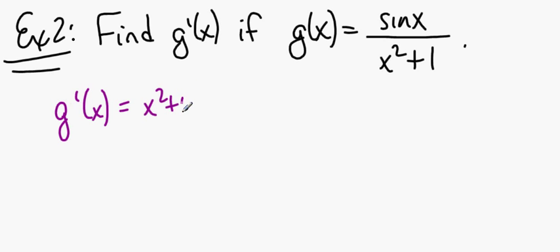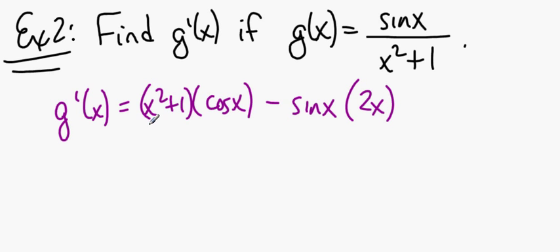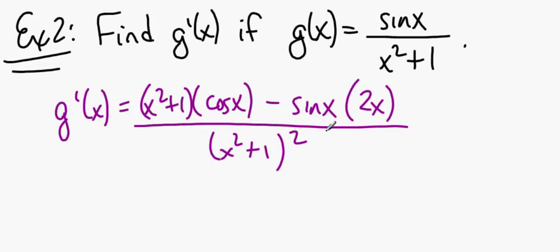It's the bottom times the derivative of the top minus the top times the derivative of the bottom. For the rest you won't be scared. It's all over the bottom squared. This is calc, this is calc, this is calc. And we do not, under any circumstances, try to simplify.